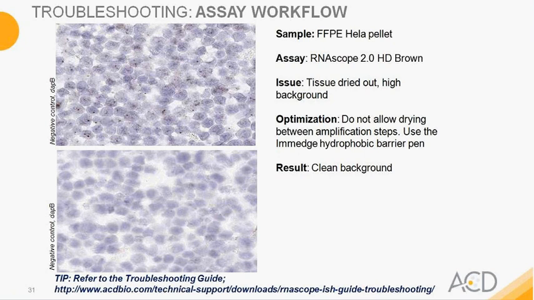The last one is the RNAscope assay workflow. This is an example of a HeLa cell pellet, and the top panel shows a sample that's dried out. The result is nonspecific background that may look like dots or sporadic staining. You can also see that clearly this sample has dried out. To avoid drying, please add the recommended amount of reagents and use the ImmEdge hydrophobic barrier pen. In the event that the hydrophobic barrier leaks, your sample will dry out during the assay. And as you can see, the result is a clean background in this sample.